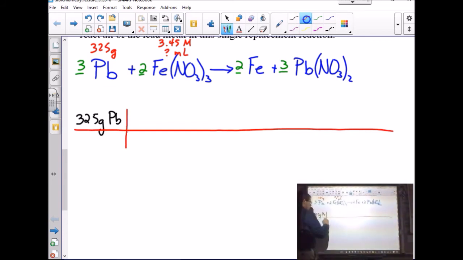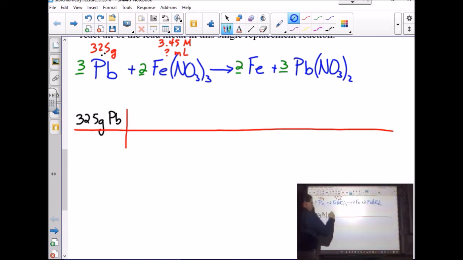So that's what we're going to start with. And don't freak out and say, now wait a minute, we were working with volume and molarity in the last one, but I gave you the volume. This question's asking for the volume. So whatever you have that will give you moles, start with that.